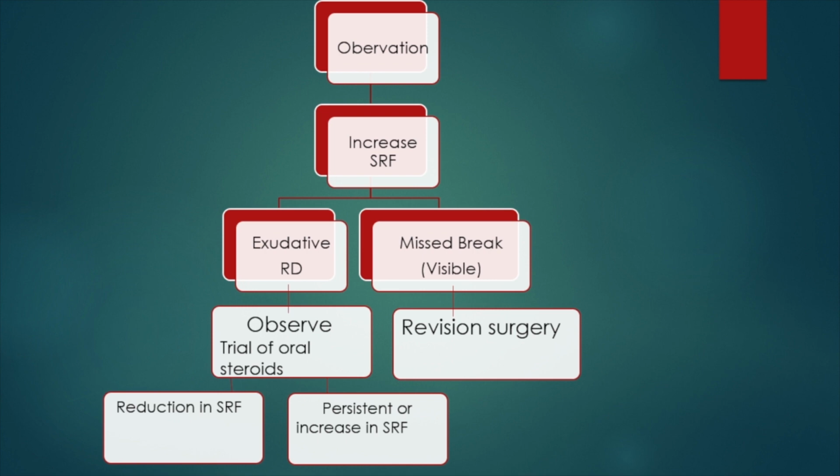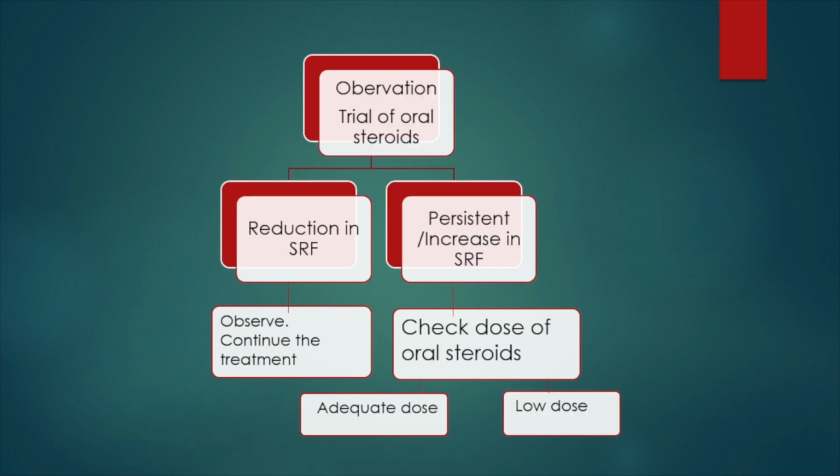If you are suspecting an exudative component, we'll observe the patient and give a trial of oral steroids. Now, when the patient is being observed, there could be either a reduction in the subretinal fluid or persistence or increase in the subretinal fluid. If there is reduction in the subretinal fluid, that means it is probably an inflammatory component, that is exudative retinal detachment. We'll observe the patient and continue the same treatment.